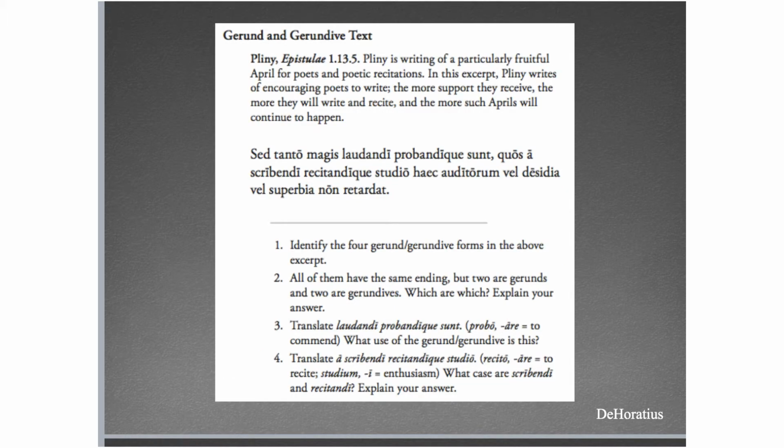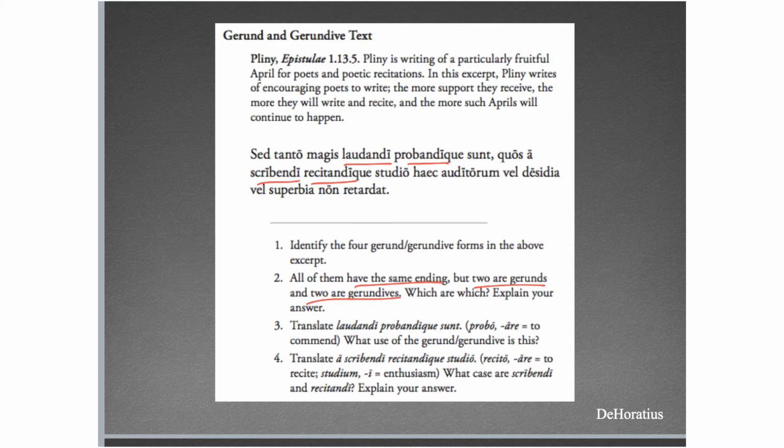All right, and here's another. So there are four of these forms. All right, so they all have the same ending. Two are gerunds, two are gerundives. All right, so laudandi, probandi, scribendi, recitandi. So which two are gerundives or future passive participles? Which two are gerunds?